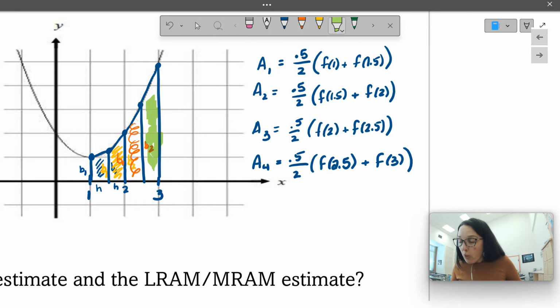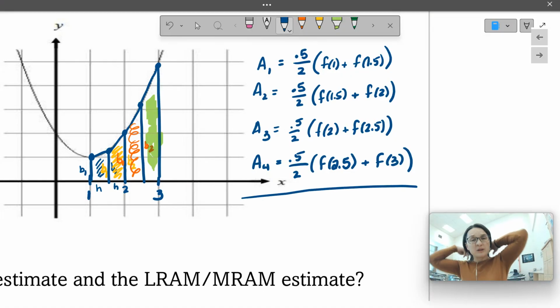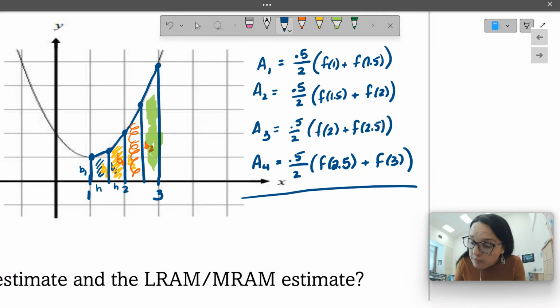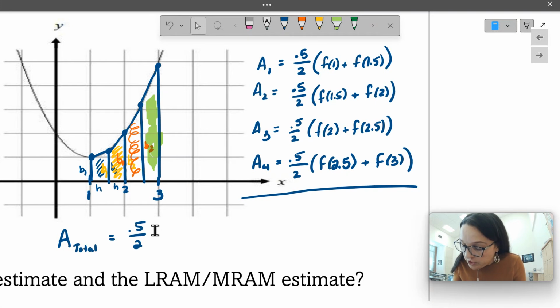So then I have to find that whole thing by adding everything up, but oh my God, even in Desmos, this is going to be kind of annoying, so let's try to shorten it up. All of these trapezoids for this example have the same h over 2. So I am going to factor out that 0.5 over 2 and say, all right, what am I adding?